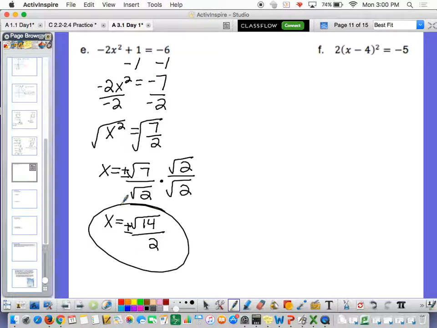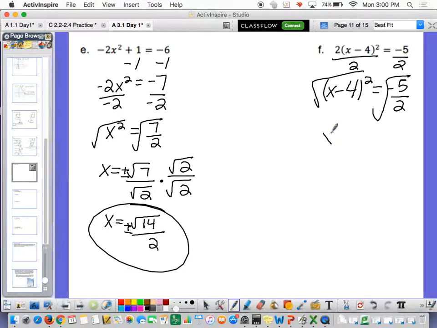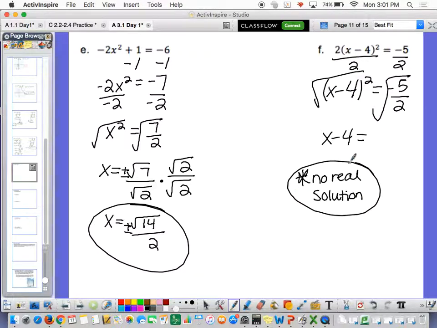Okay. F is really interesting. F is interesting because, well, okay, let's divide by 2, divide by 2. So then you're left with (x − 4)² is equal to negative 5 over 2, at which point you would be like, all right, we square root, and you're left with x − 4 equals, and you're like, uh-oh. I hope that's what you're saying at least. There's a negative there. You can't take square roots of negatives yet. You don't know how. This is a no real solution type of situation. Okay. So that's what we're left with. We really have nothing else to do there.